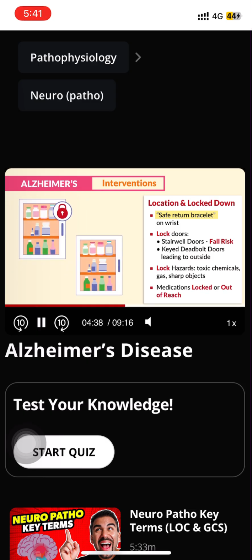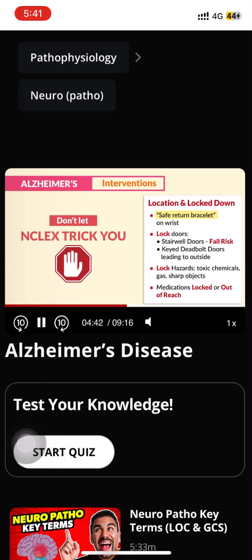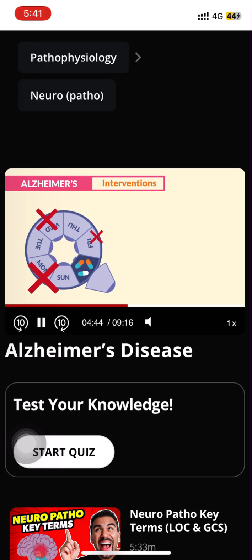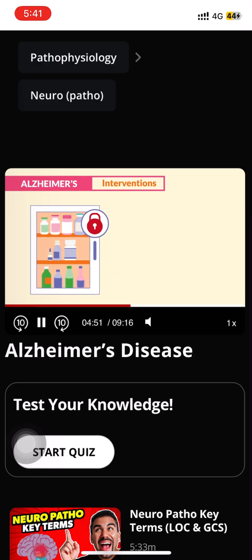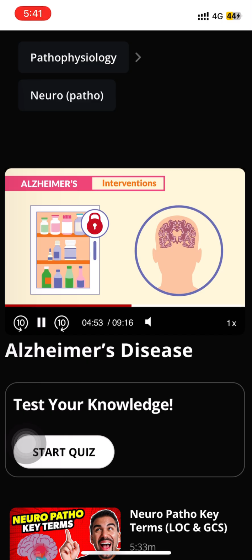And medications have to be locked and out of reach. Once again, don't let the NCLEX trick you here. Medications are not to be placed in a pill dispenser. Many students get this wrong. So just think, always lock it down with Alzheimer's.